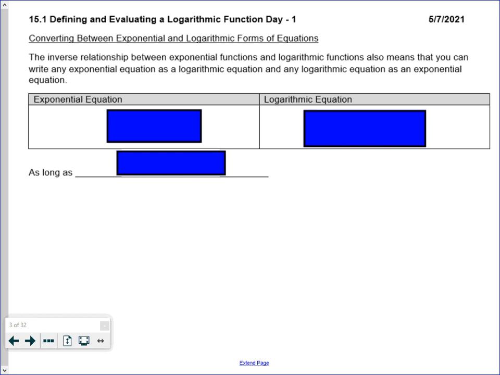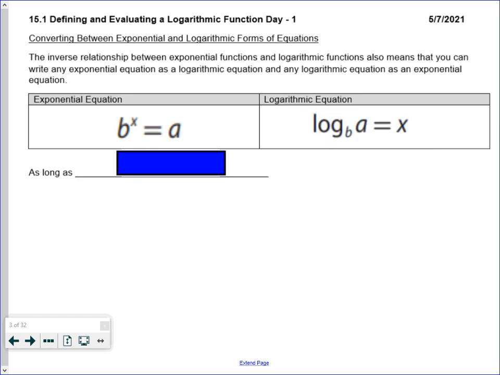So a logarithmic function is actually the inverse of an exponential function, which is everything we did in Module 13. And because they are inverses, that means we can write an exponential function in terms of a log, and we can write a log function in terms of an exponential. So in other words, if we have an exponential in the form b raised to the x equals a, we can rewrite it as a log in this form: log base b of a equals x. And that's all dependent on b being greater than 0 and b not equal to 1.